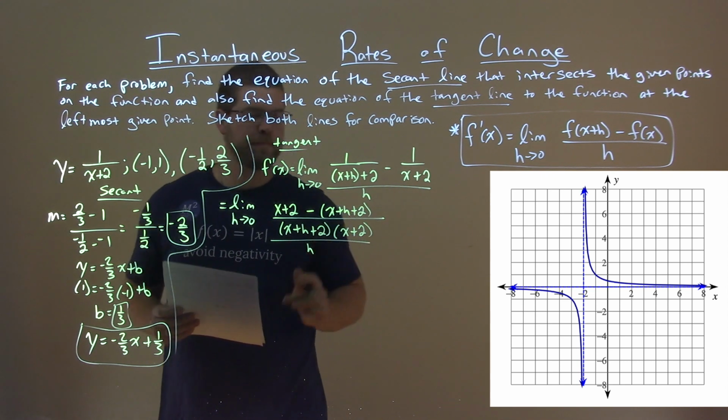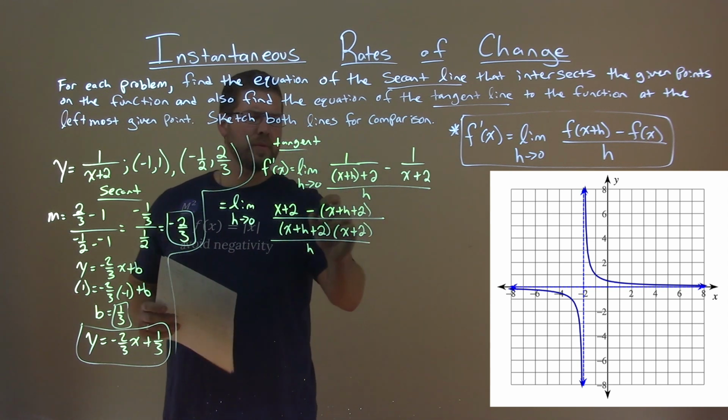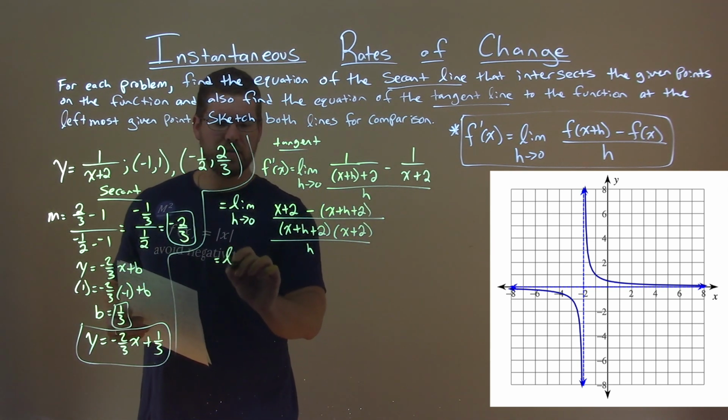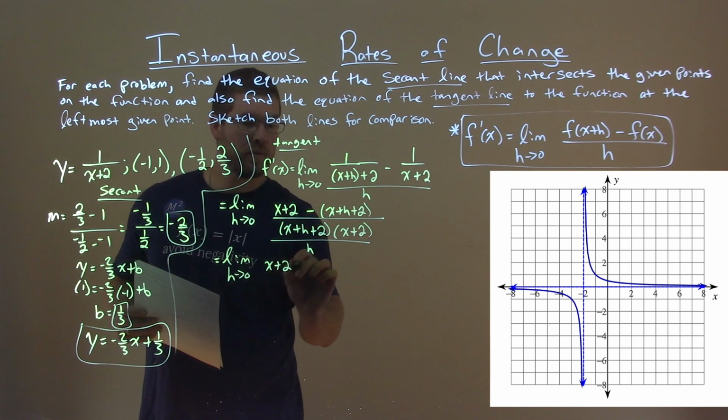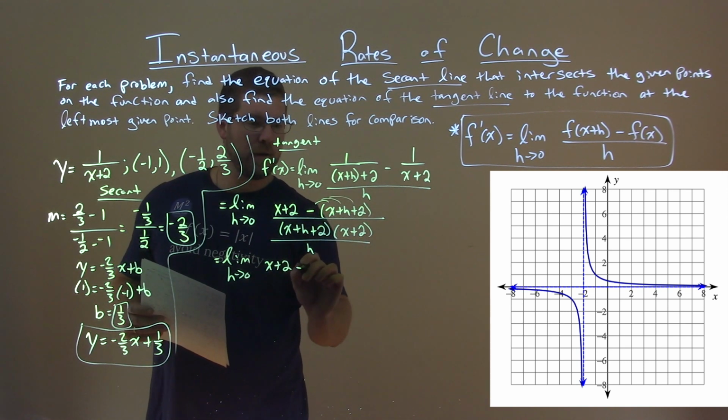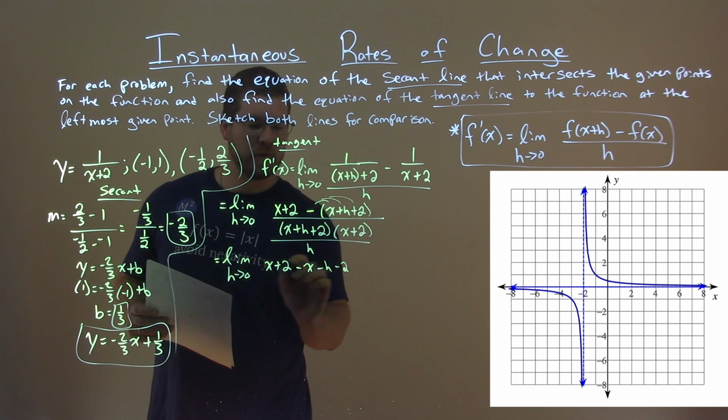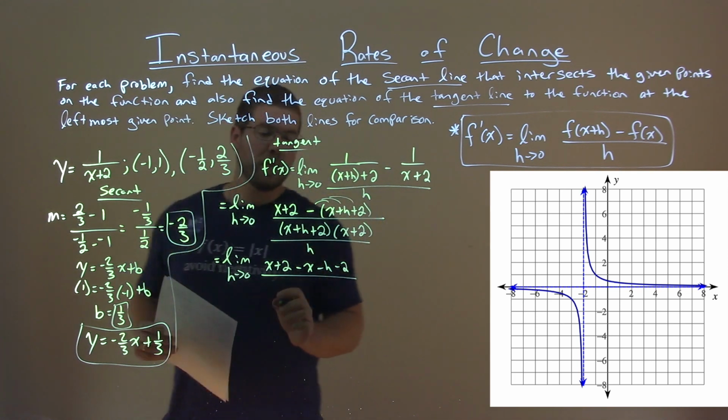And all of that is over h. Now, let's distribute this minus sign up here, and things are going to cancel. We have the limit as h approaches 0 of x plus 2, distribute that over, minus x minus h minus 2, all over this big old denominator.